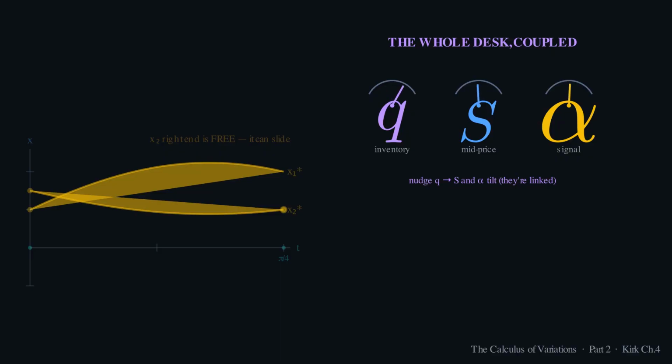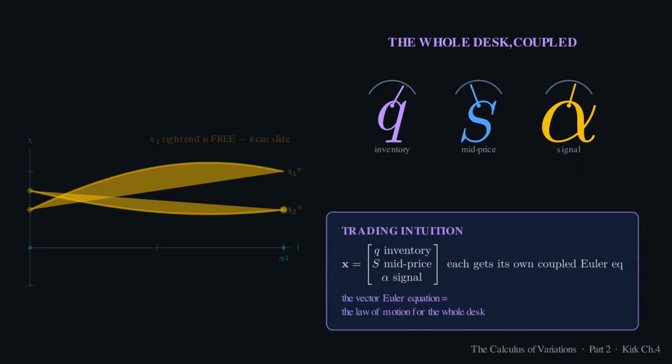For a quant, those coupled functions are the market making state vector. Inventory, mid price, and an alpha signal don't move independently. They are linked. Each one earns its own Euler equation, and the equations are tangled together exactly like this. The vector Euler equation is the law of motion for the whole desk at once.